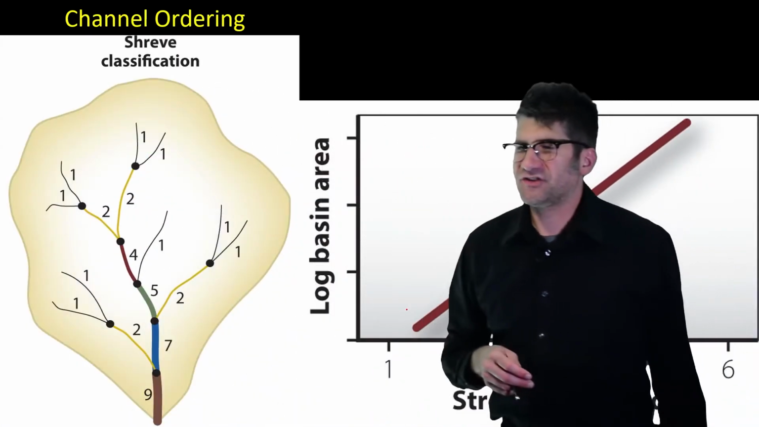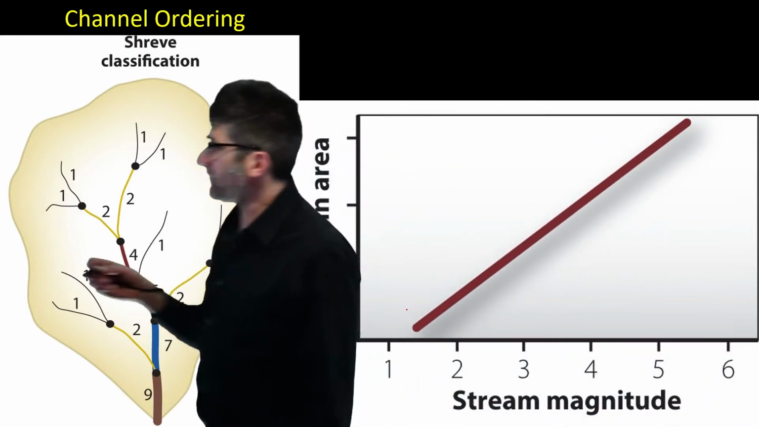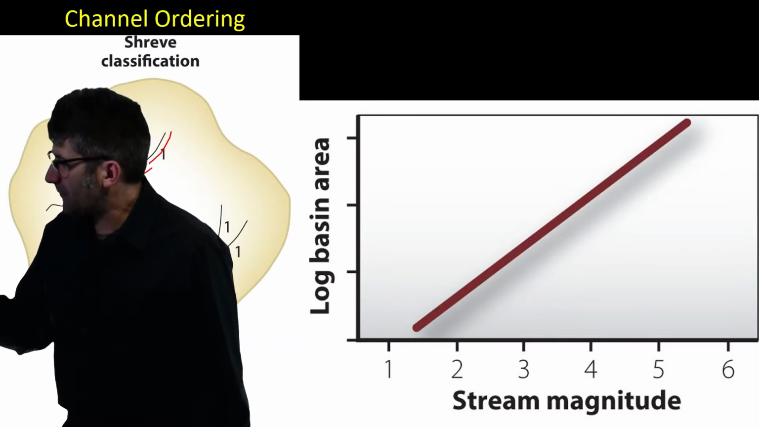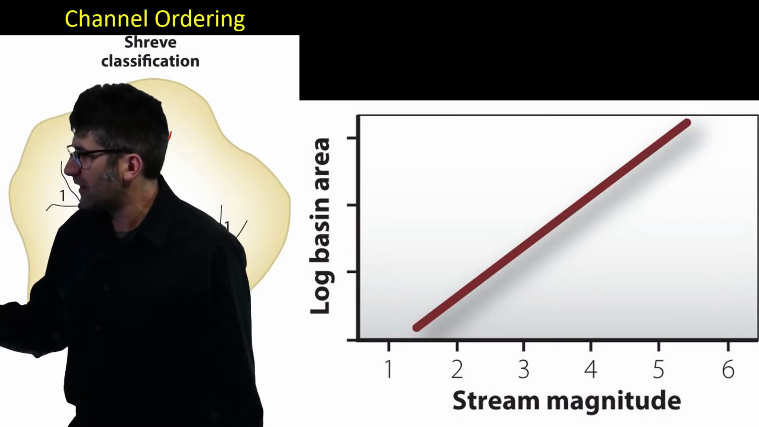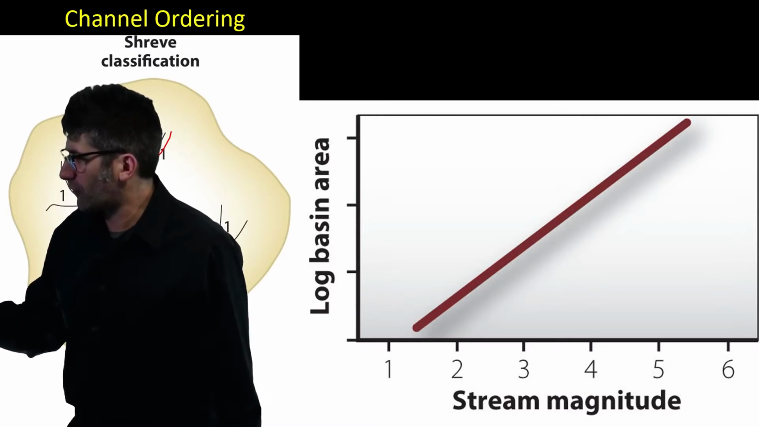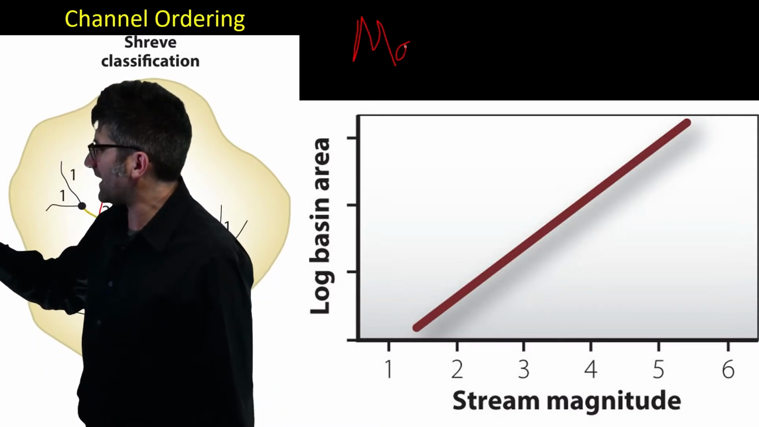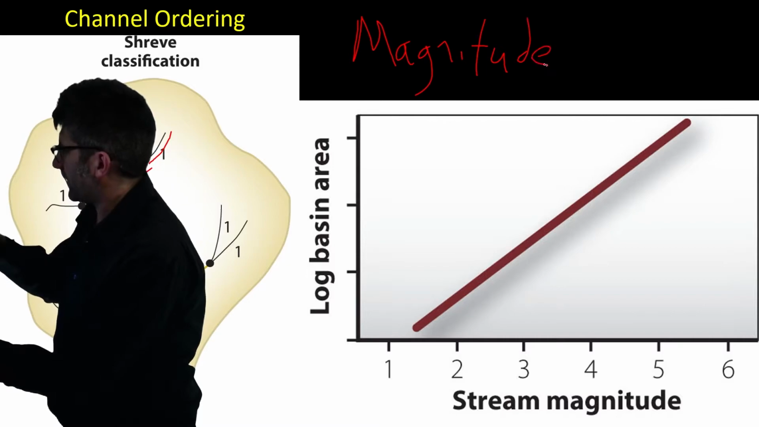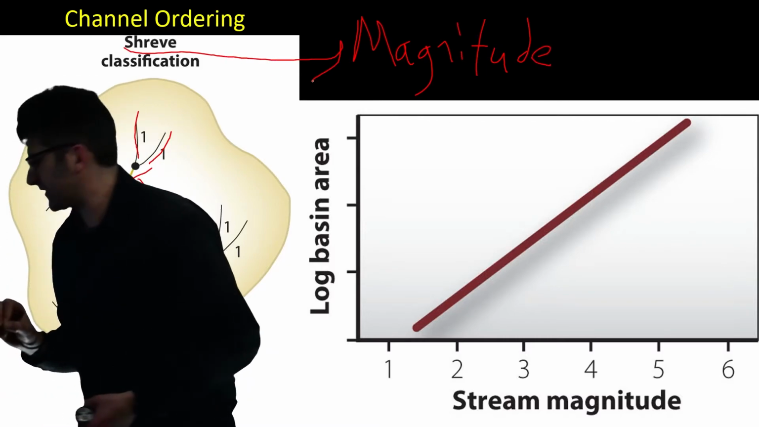Another classification method is what we call the Shreve classification method. In the Shreve system, when you add two ones together, that becomes a two, and where two second order streams come together, we end up with a fourth order stream. You add those numbers together. So this is called magnitude instead of stream order, stream magnitude. So that's where the Shreve magnitude comes from.